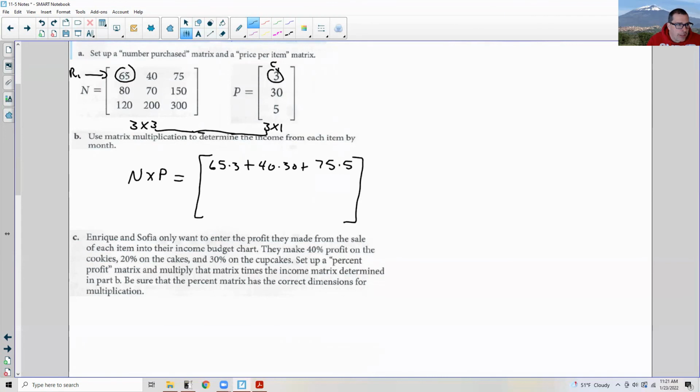Okay, so what we're doing is, think of this 65, 40, and 75 being rotated and put here, here, and here. So you're just taking this matrix over here and rotating it so it lines up, and you're multiplying those values. Okay. Oops, I didn't want to erase that. It is a 3 by 1. Okay, so that's that. So then we're going to go on to row 2, which is right here, and take the first position times the first number. So that's going to be 80 times 3 plus 70 times 30 plus 150 times 5.